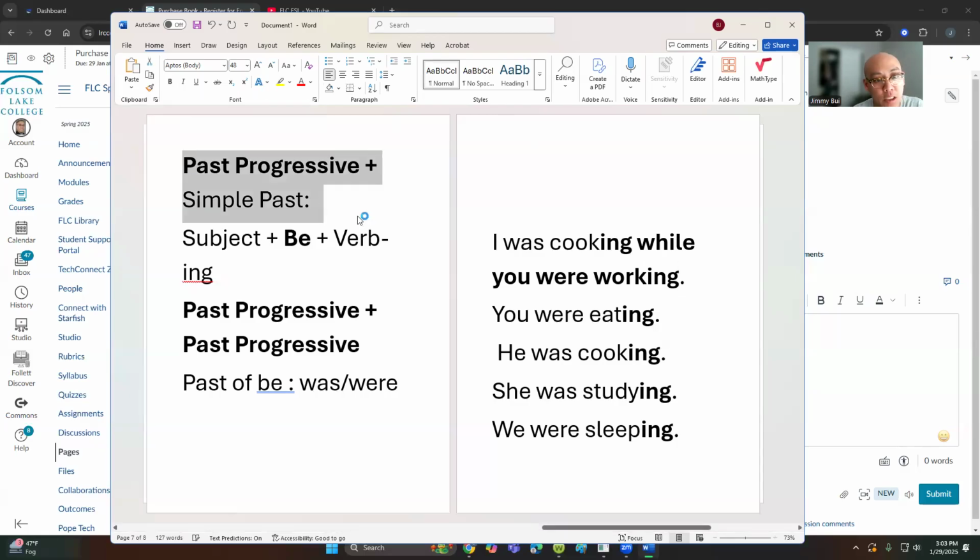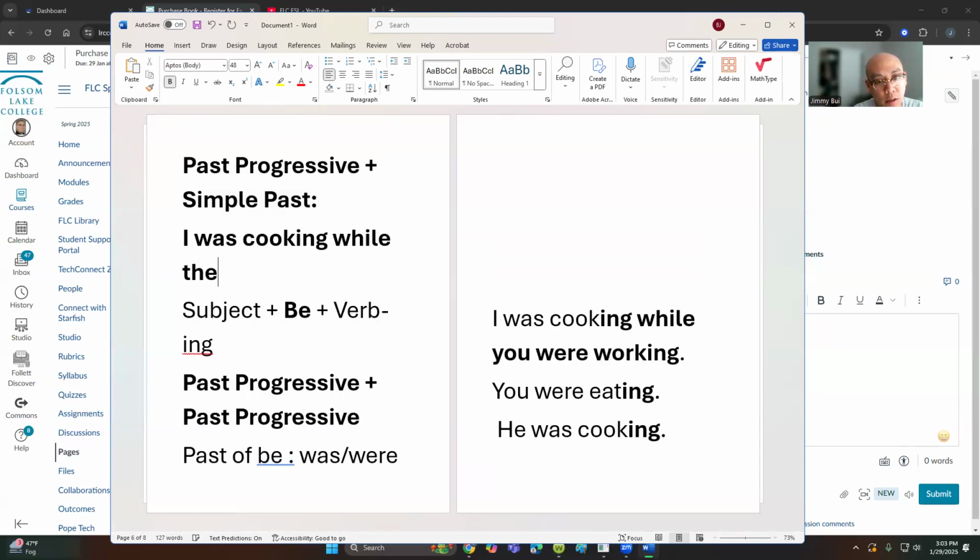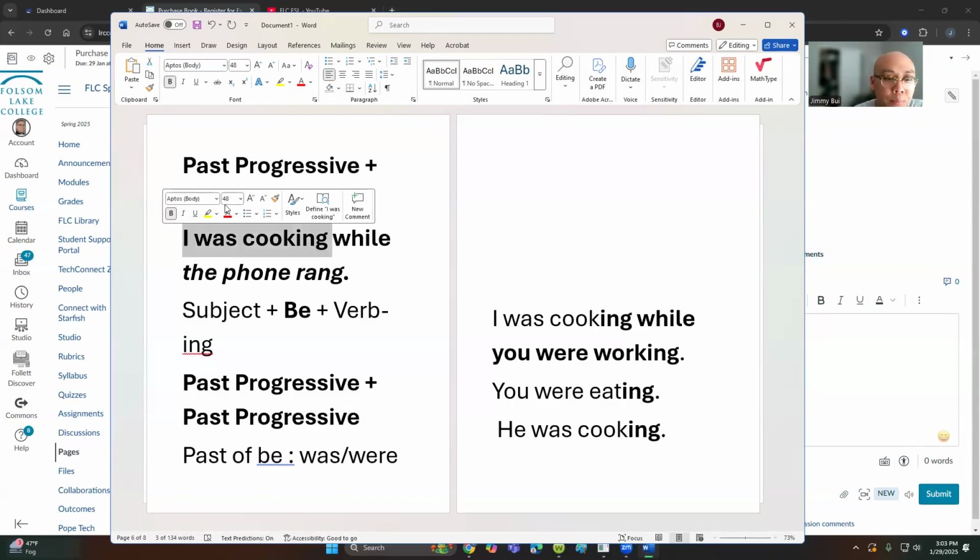For past progressive plus simple past, for a short action, we're going to use a simple past, right? So I was cooking when the phone rang. Okay, so this is just a short interruption. In this case, the phone rang, simple past is going to be subject plus verb. I was cooking is going to be the longer action.